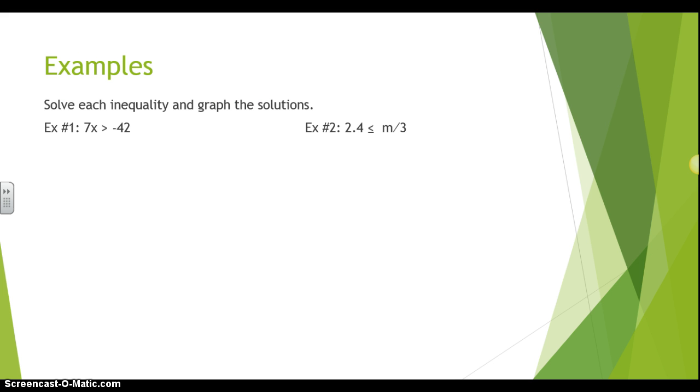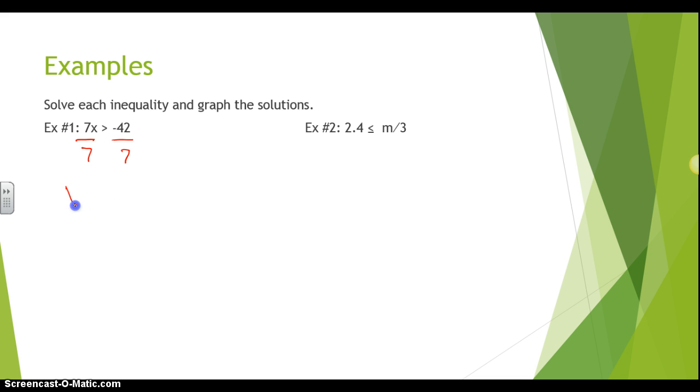The first few examples, we're just working with multiplying and dividing by positive numbers. So here we're going to solve the inequality and graph the solution. Looking at example number 1, we have 7x is greater than negative 42. So I need to get x by itself. I need to isolate x, so I need to take the inverse operation of 7x. So the inverse operation would be dividing 7 to both the left and the right side.